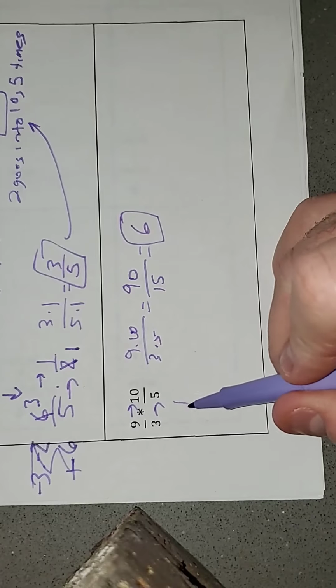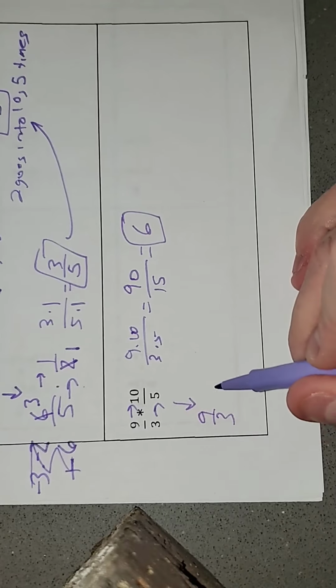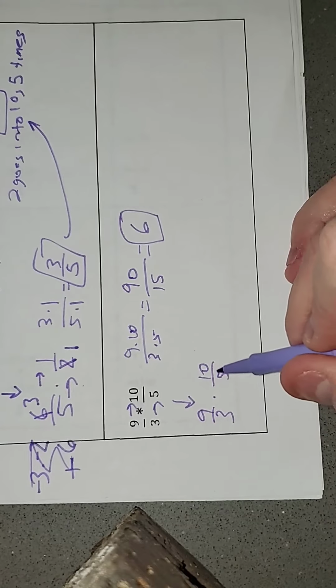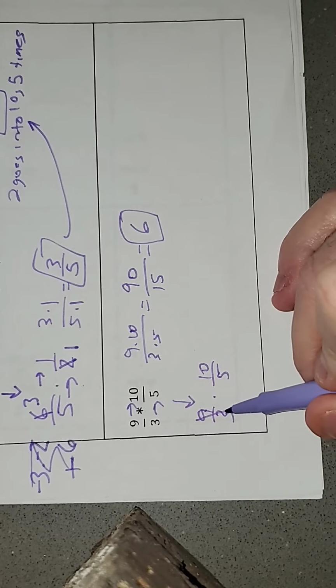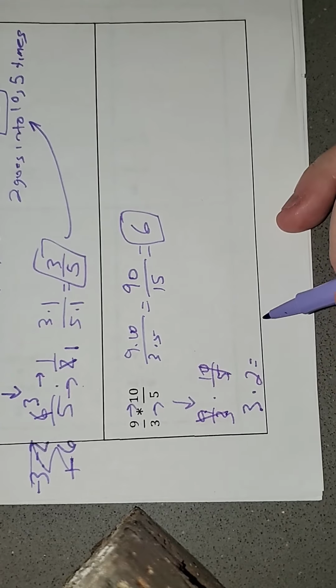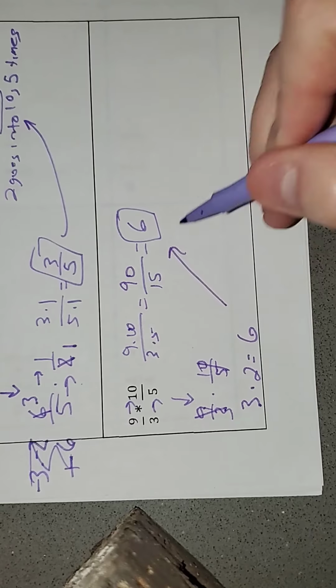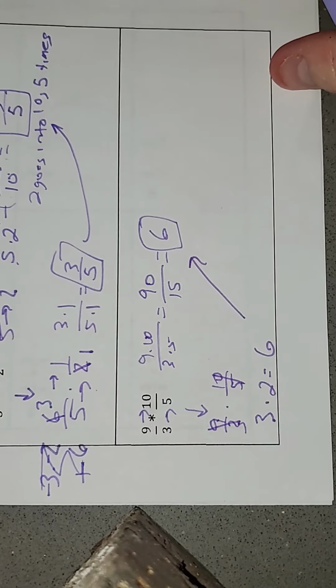Now, notice down here, so that you understand this. First, I have 9 divided by 3, and then I have 10 divided by 5. 9 divided by 3 is just 3 times 10 divided by 5 is simply 2. What is 3 times 2? It is the 6 that you see me have right here.